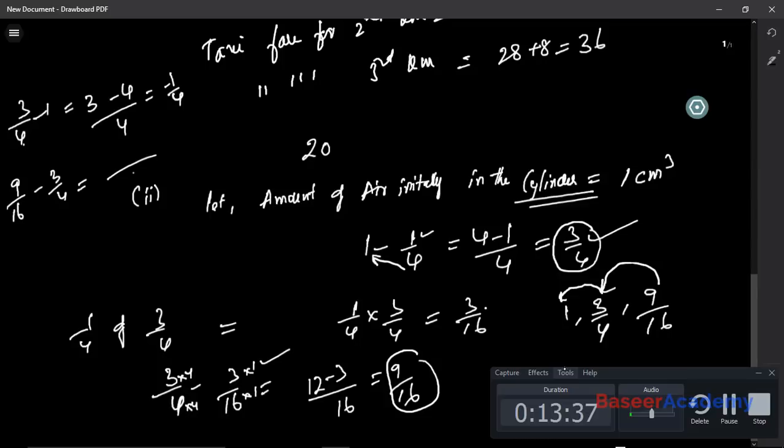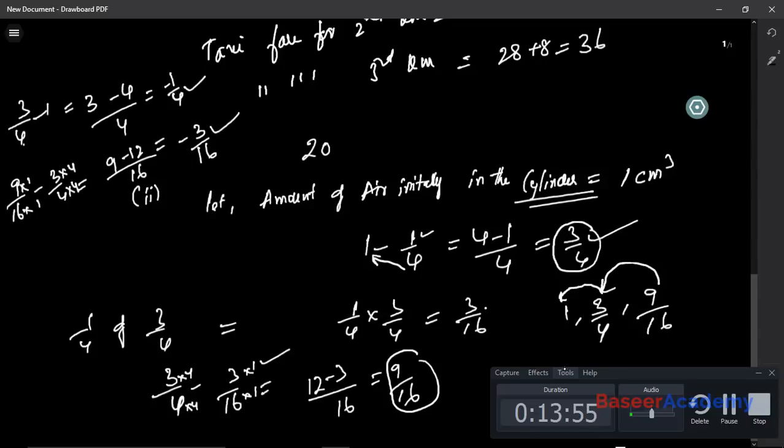LCM of 16 and 4 is 16. 16 1s are 16. 9 1s are 9. 4 4s are 16. 3 4s are 12. So I'm getting minus 3/16. Am I getting the same common difference?